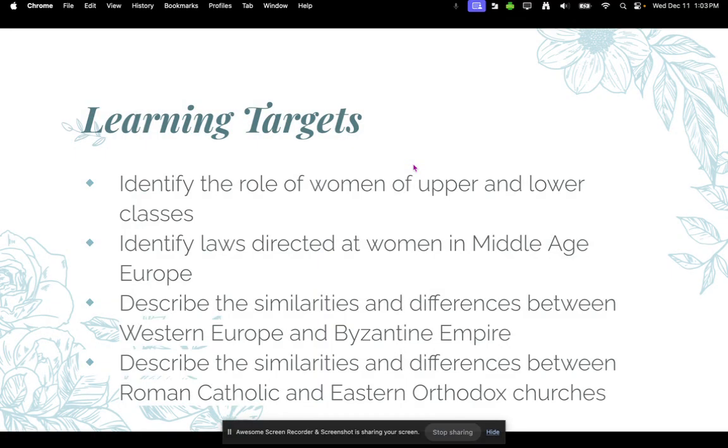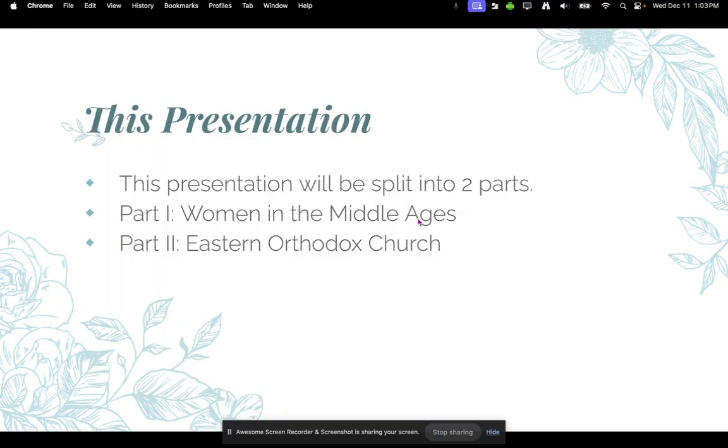Learning targets: identify the role of women of upper and lower classes, identify laws directed at women in the Middle Ages, and describe the similarities and differences between Western Europe and the Byzantine Empire, and describe the similarities and differences between the Roman Catholic and Eastern Orthodox churches.